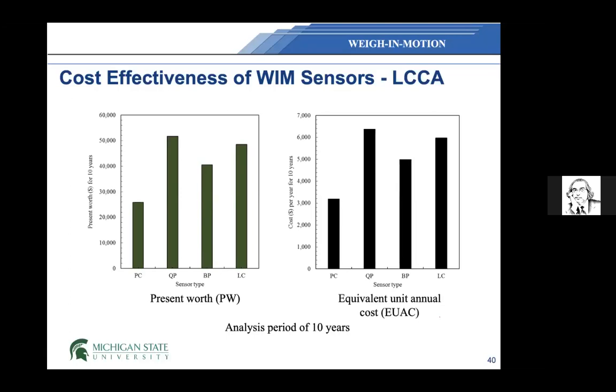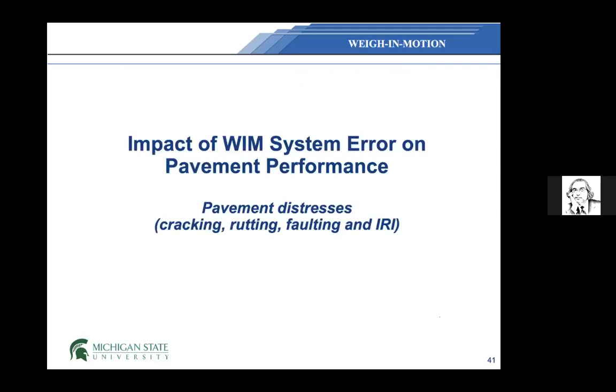Now, based on this, I want to just show you if you have more error in your data, how it is going to impact the pavement performance. Okay, when I say performance, it's the cracking, rutting, faulting, and IRI for rigid and flexible pavement. So I'm going to just show you some results.